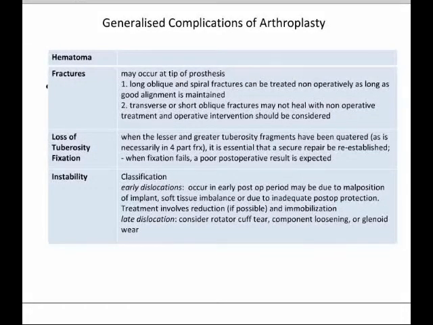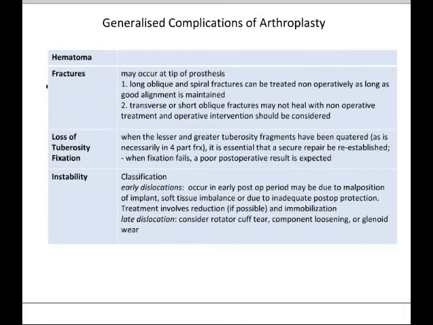Some fractures, if they're long, oblique, or spiral, can be managed non-operatively, as long as good alignment of the prosthesis is maintained and of the fracture. Transverse or short oblique fractures might not heal, necessitating operative fixation. Loss of your tuberosity fixation is really essential when you do these operations to get good, secure repair at the end. And when that doesn't happen, that's when poor post-operative outcomes can be expected.